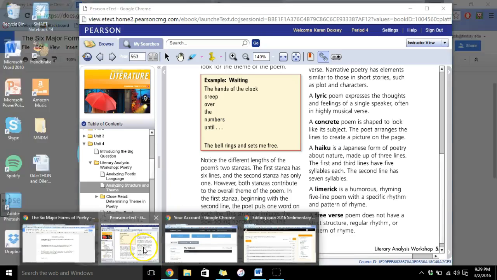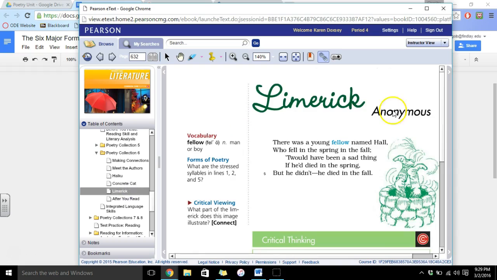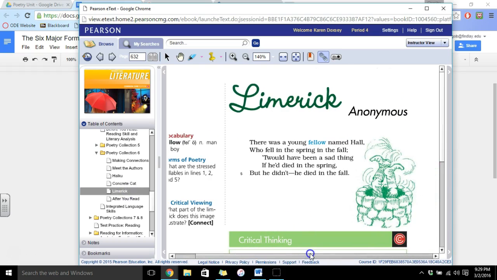So let's go read a poem. Limerick. There was a young fellow named Hall who fell in the spring in the fall. 'Twould have been a sad thing if he died in the spring, but he didn't. He died in the fall. It's kind of funny, and it has a set scheme.